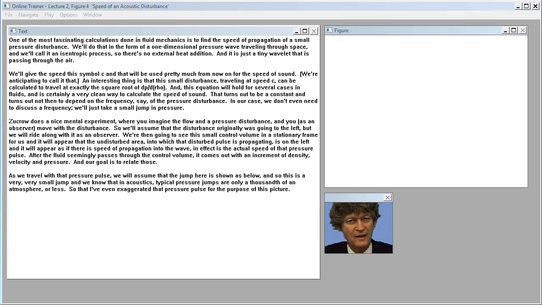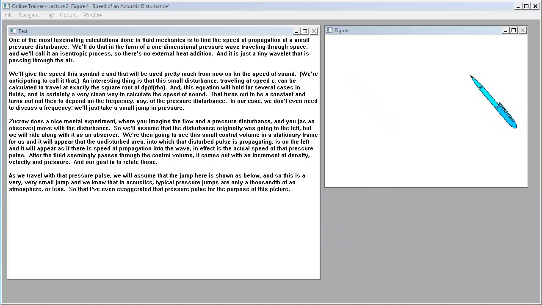One of the most fascinating calculations done in fluid mechanics is to find the speed of propagation of a small pressure disturbance. We'll do that in the form of a 1-dimensional pressure wave traveling through space, and we'll call it an isentropic process, so there's no external heat addition. And it's just a tiny wavelet that is passing through the air. We will give the speed the symbol c, and that will be used pretty much from now on for the speed of sound. We're anticipating to call it that.